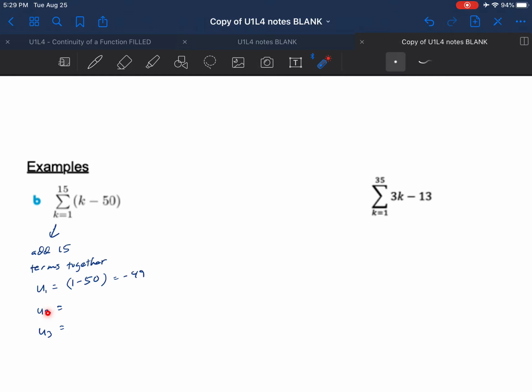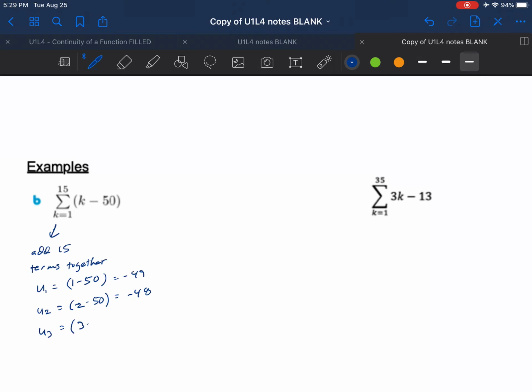Okay, U sub 2. Well, now k is 2, so wherever I see a k, I'm going to plug in a 2. That's 2 minus 50, which is negative 48. Okay, U sub 3, now plug in 3 for k in this formula. Well, that's 3 minus 50, which is negative 47.